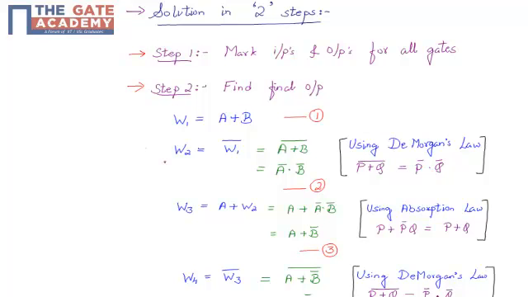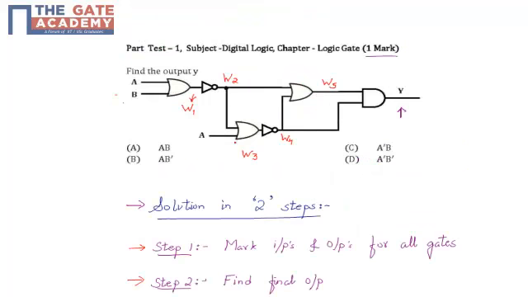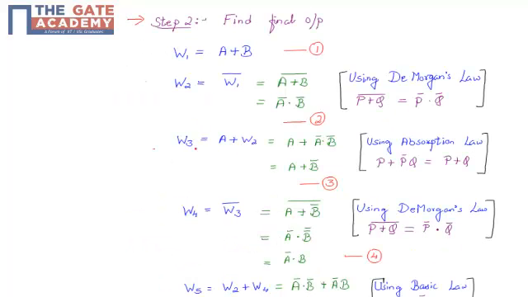Now moving further, if you see in the figure, W3 is nothing but the output of the OR gate, for which my inputs are A and W2. So my W3 would be A plus W2. From relation number 2, we get that W3 is equal to A plus A bar dot B bar. And if we use the law of absorption, which states that P plus P bar Q is equal to P plus Q, W3 would reduce to A plus B bar.